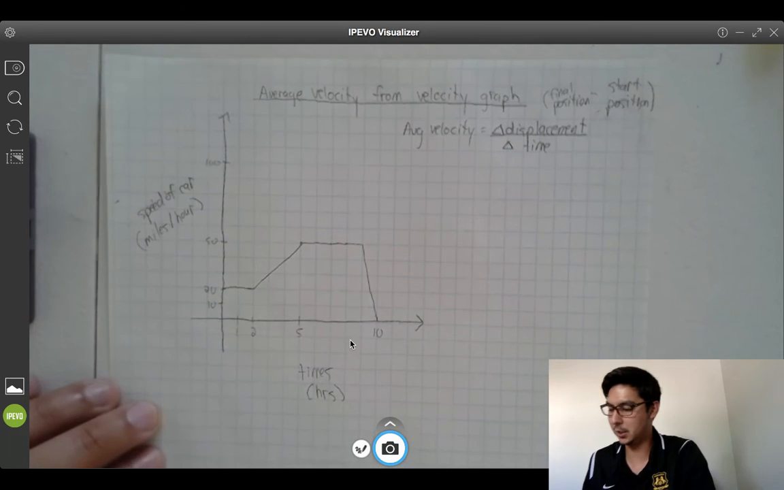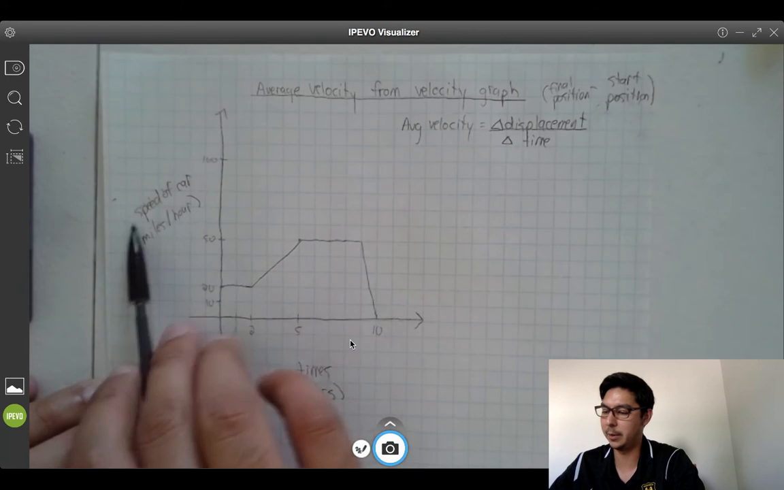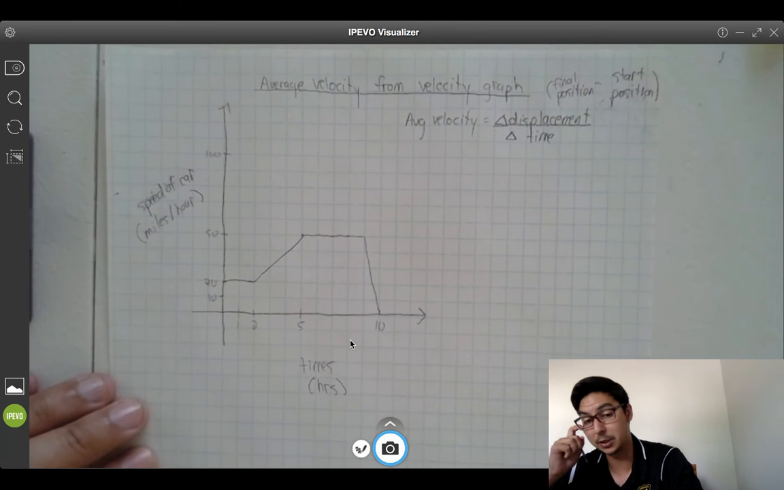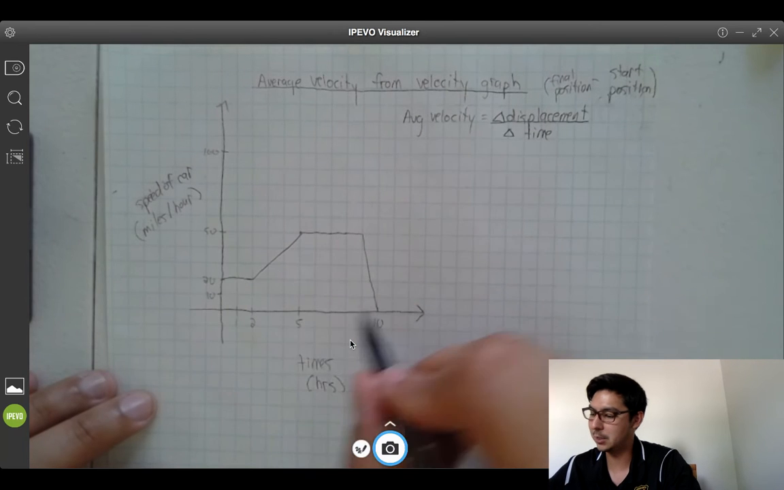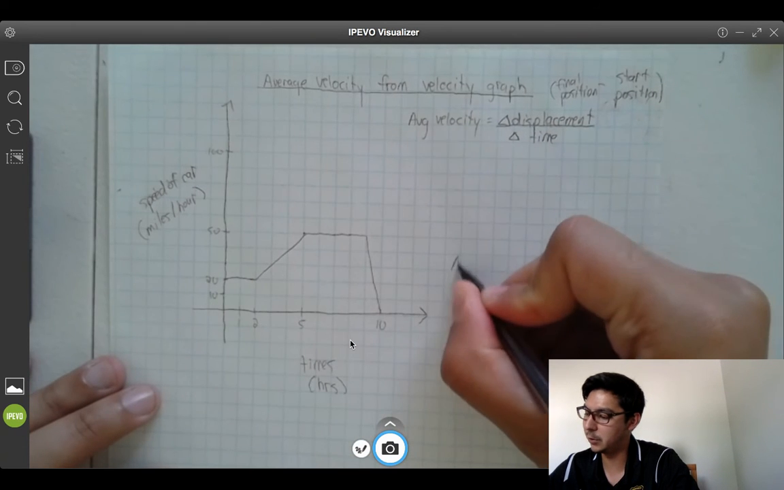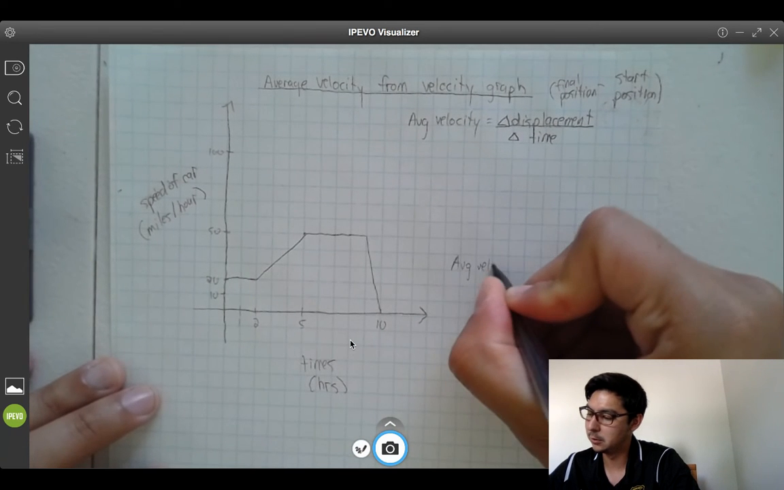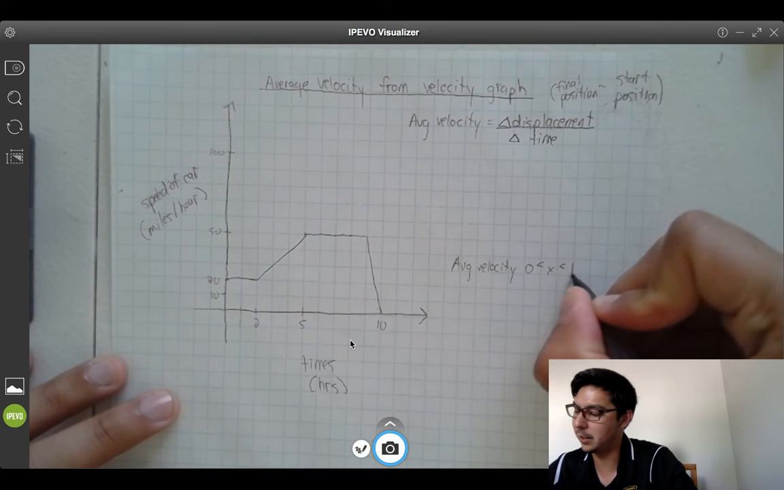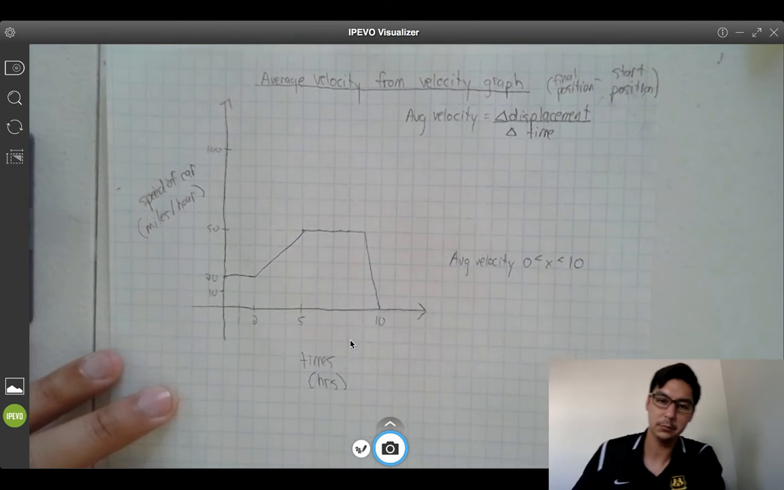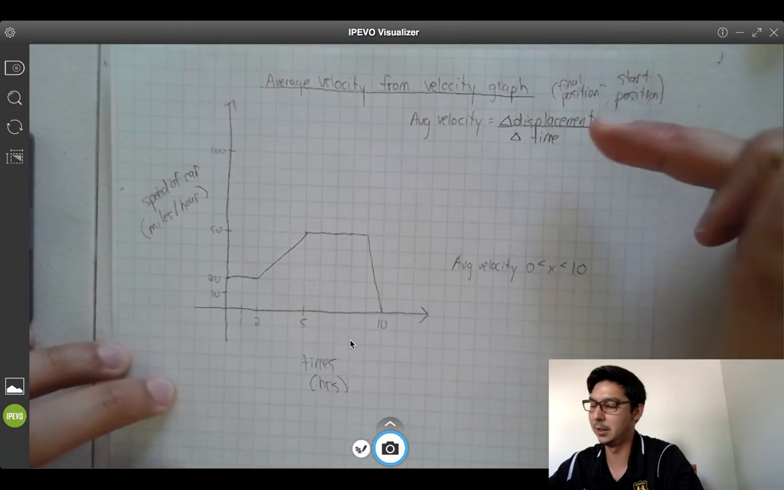Okay. So this is a velocity graph where the y represents speed of a car in miles per hour and the x represents time in hours. Now we want to find the average velocity. Let's find the average velocity from 0 to the 10th hour. So we need to find the displacement here.